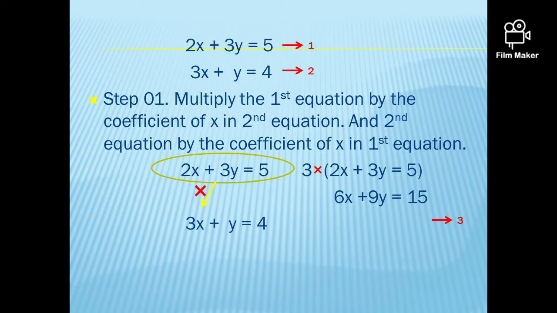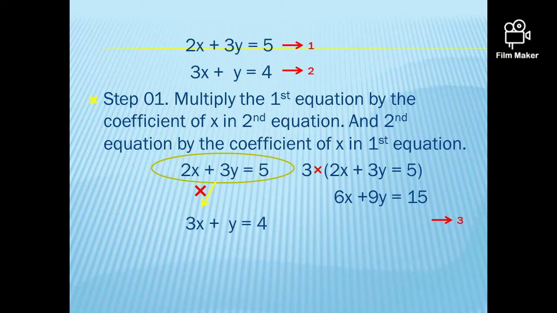Step 1. Multiply the first equation by the coefficient of x in the second equation, and the second equation by the coefficient of x in the first equation. Okay. What is the first equation? The first equation is 2x plus 3y equals 5. This whole thing you have to multiply with the coefficient of x in the second equation. What is the coefficient of x? The number in front of x. The number in front of x in the second equation is how much? 3. Therefore, you multiply 2x plus 3y equals 5 by 3.